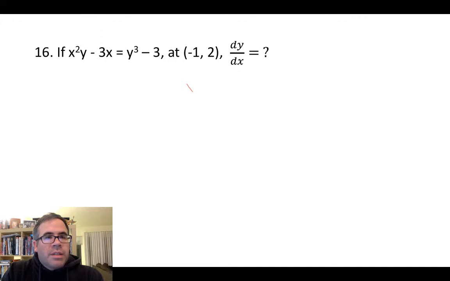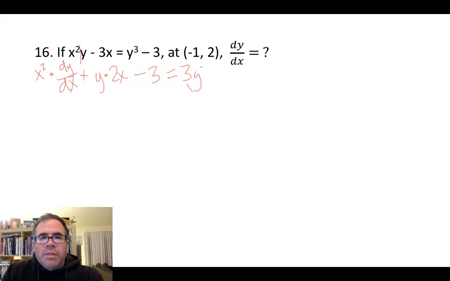This first chunk is a product rule use. So by the product rule, it is the first, x squared, times the derivative of the second, which is dy dx, plus the second, y, times the derivative of the first, which is 2x. Now we move on to this minus 3x. The derivative of that is just minus 3. And then on the other side, we have a power rule. So this is 3y squared times the derivative of y, which is dy dx, and then the derivative of 3 is just 0, so we don't worry about that.